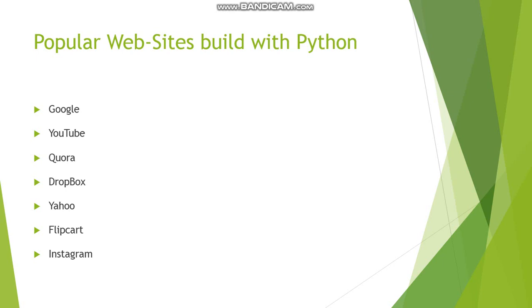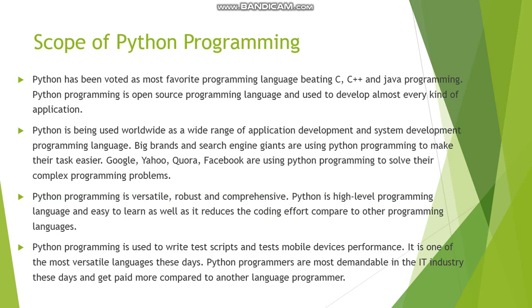Now what are the popular websites that are built with Python? There are various websites that we generally use day by day, and they are developed in the Python language. We have Google, YouTube, Quora, Dropbox, Yahoo, Flipkart, Instagram. These are very popular websites that we access in day to day life, but they are created in the Python language.